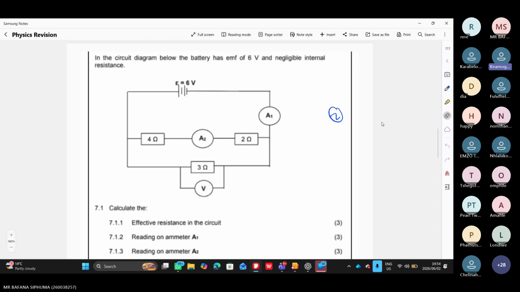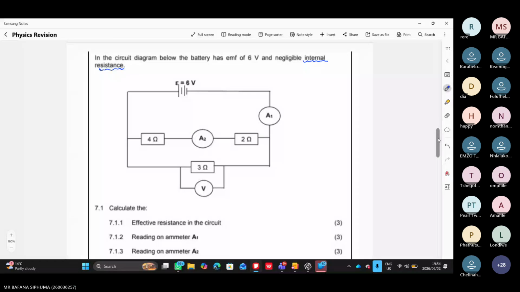In the circuit diagram below, the battery has an EMF of 6 volts and negligible internal resistance. 7.1, calculate the following. 7.1.1, effective resistance in the circuit. It's fine. So what we see in this question, life is simple because we don't have the internal resistance. We don't have to worry about the internal resistance, although we have the EMF. EMF basically means the total voltage right there. That's what they just mean.